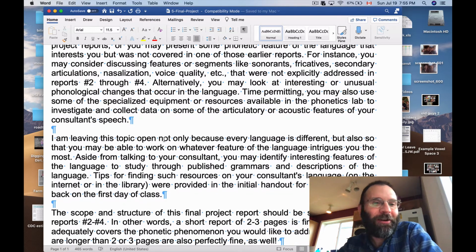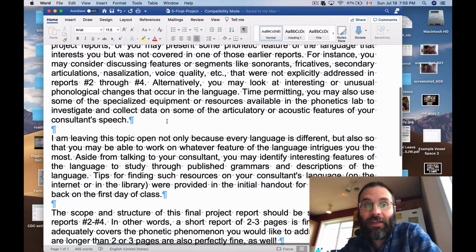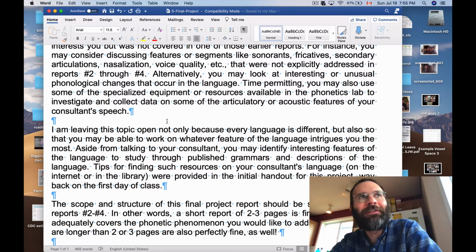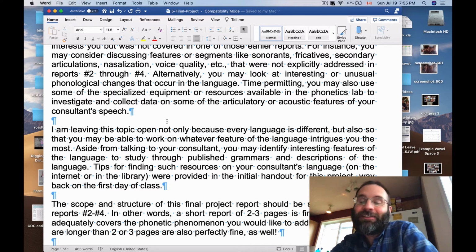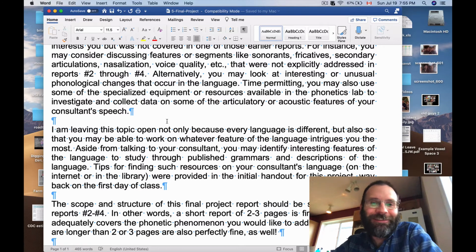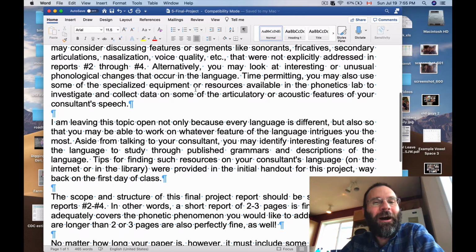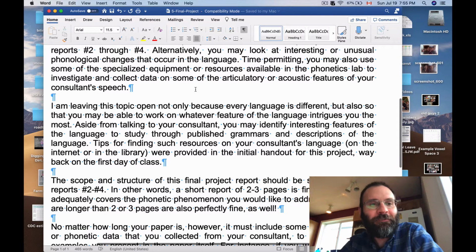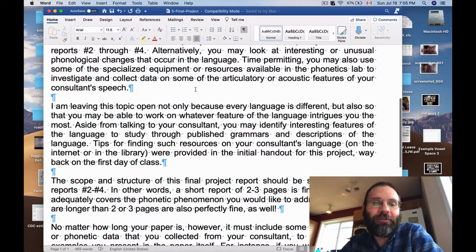Time permitting, you may also use some of the specialized equipment or resources available in the phonetics lab to investigate and collect data on some of the articulatory or acoustic features of your consultant's speech. And the other condition I place on that is that we have to make sure that it's safe. And again, I'm recording these in the summer, so I don't know exactly what the situation will be in December, but ideally, it would be great if you guys could use whatever you want to in the lab to do this final project report.